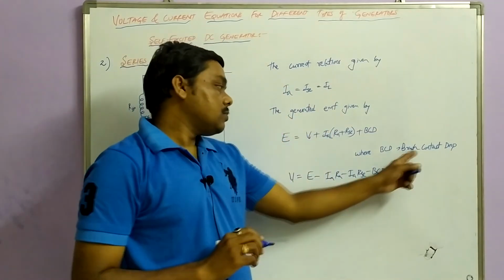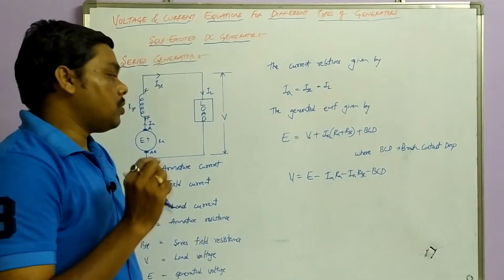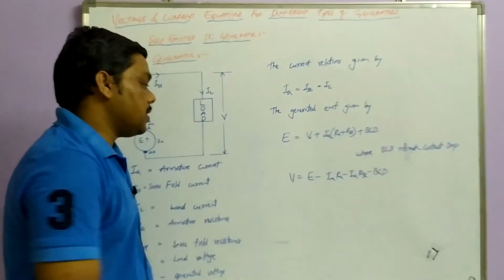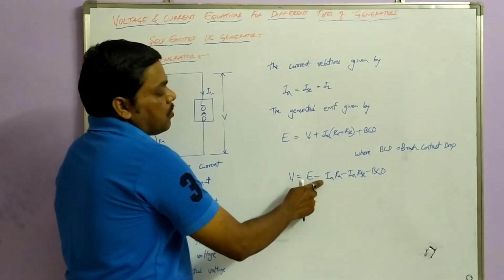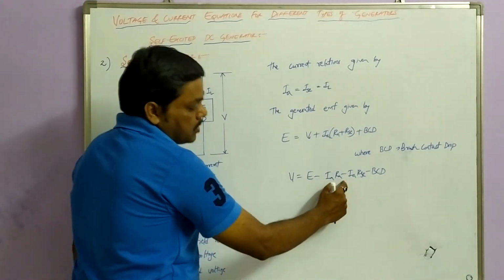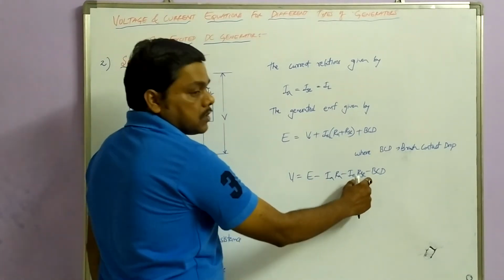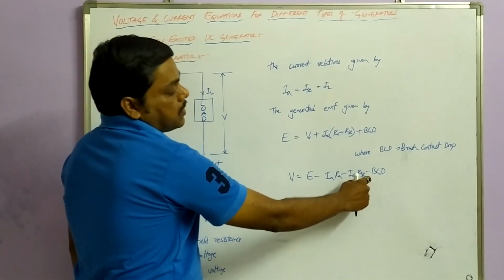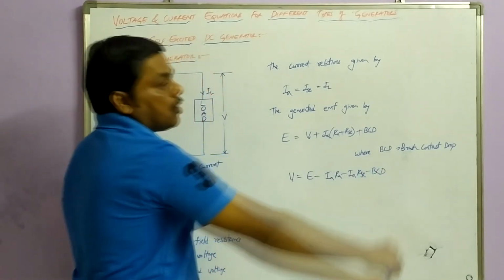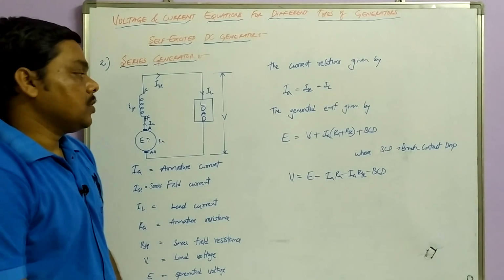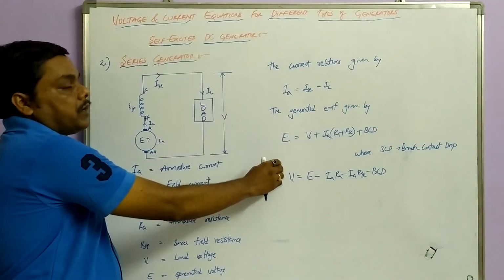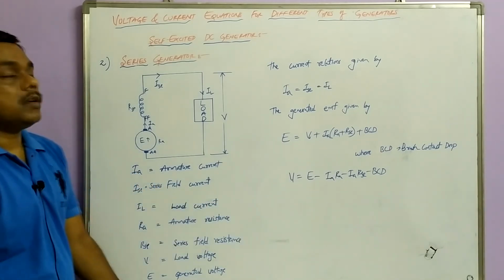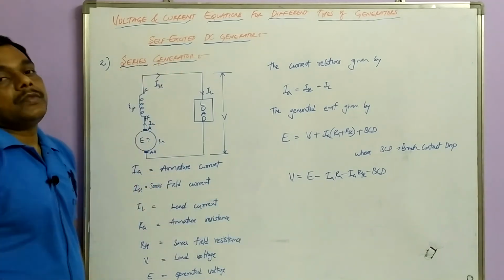What is BCD? Brush contact drop. Due to the brushes, there is some voltage drop. The load voltage is equal to the generated EMF minus the drop across the armature resistance, the drop across the series field winding resistance, and also the brush contact drop. This is the relation among currents, voltages and generated EMF in the series generator.